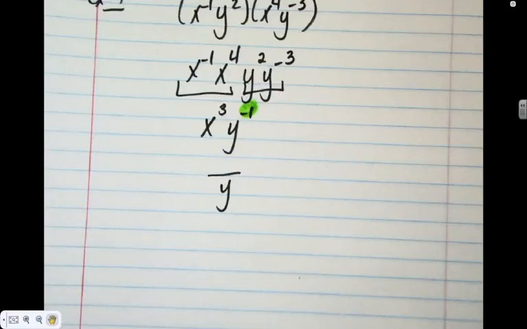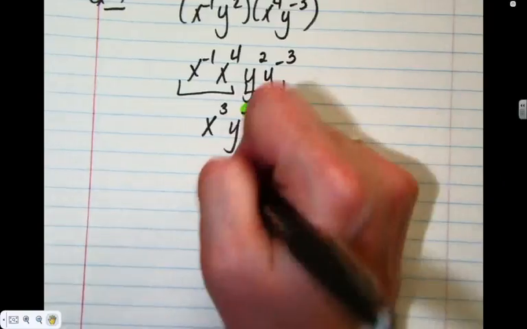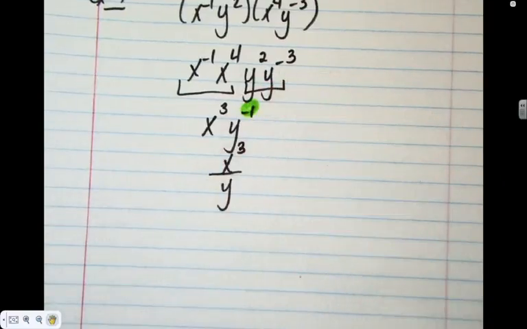Well, what's still there that I haven't touched? My x cubed is going to stay on the top. Why don't I move him? Because he doesn't have a negative exponent. So we're just going to leave him on the top. How are we doing so far?